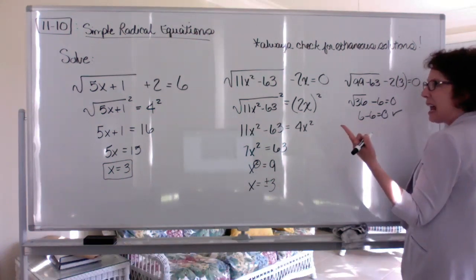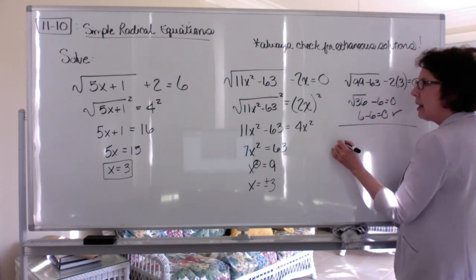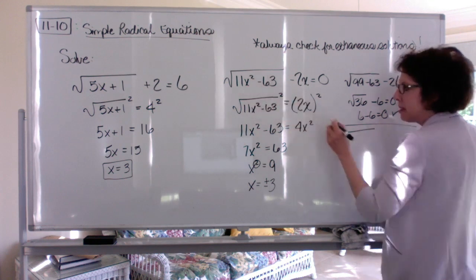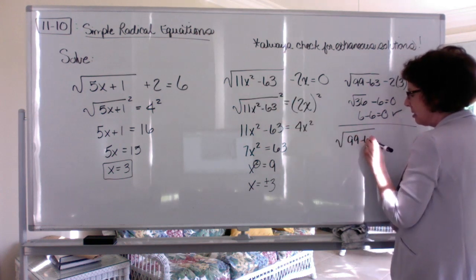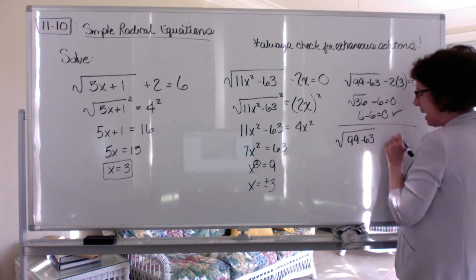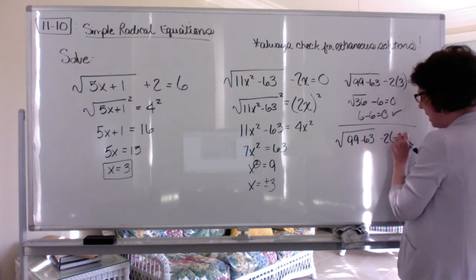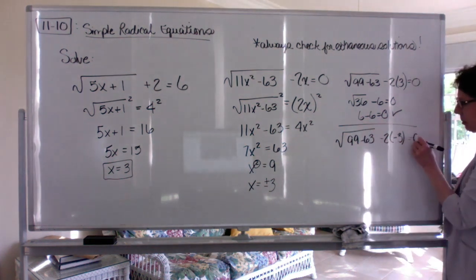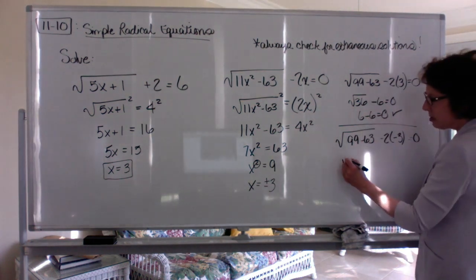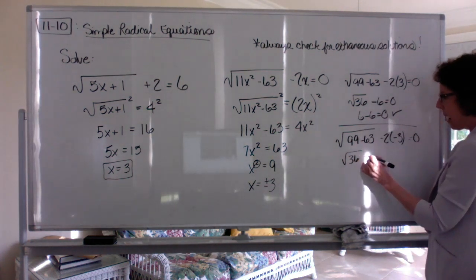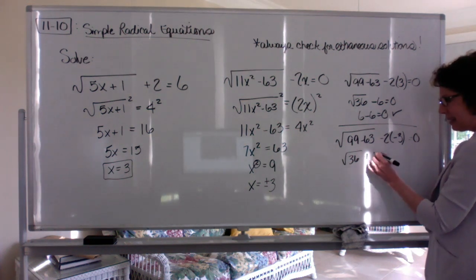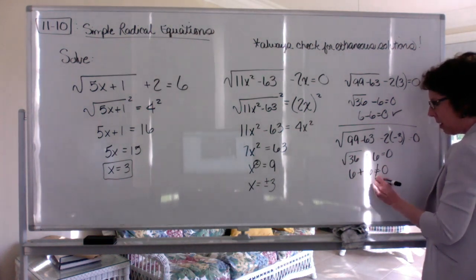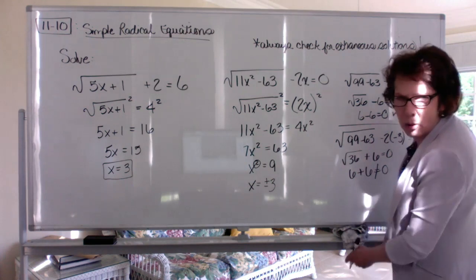Now let's try negative 3. With negative 3, I'm still going to have the square root. Negative 3 squared is still 9. So 9 times 11, I still get 99 minus 63 for my radicand, minus 2. Now I'm going to plug in negative 3 here, and it equals 0. So we already knew that this is the square root of 36, plus 6 equals 0. Does 6 plus 6 equal 0? No, it does not.